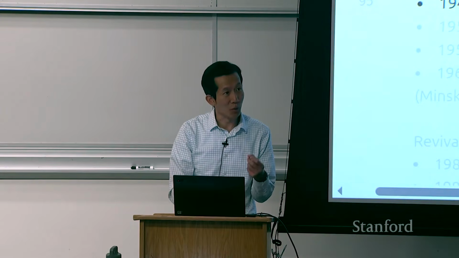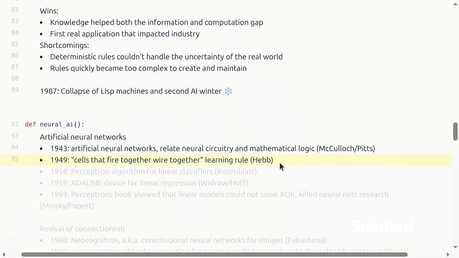The first actual learning algorithm comes from Hebb in 1949, with the idea that cells that fire together wire together. It was just an ad hoc rule. There was a perceptron algorithm, which was a bit more principled. There's Adaline for linear regression.